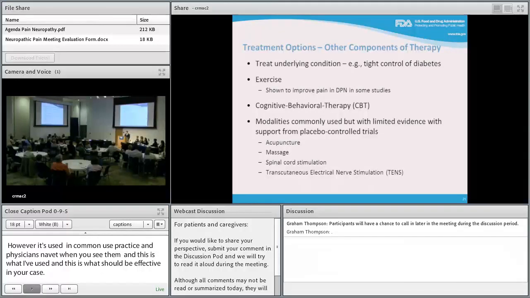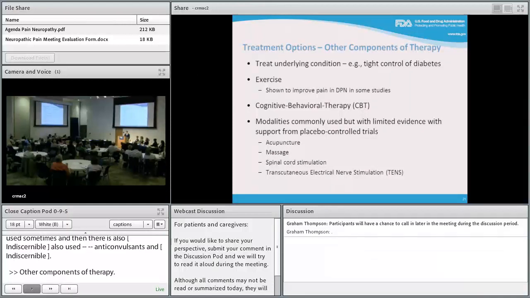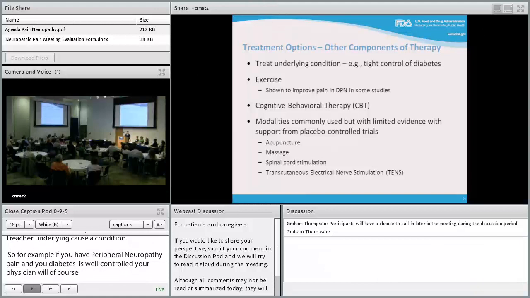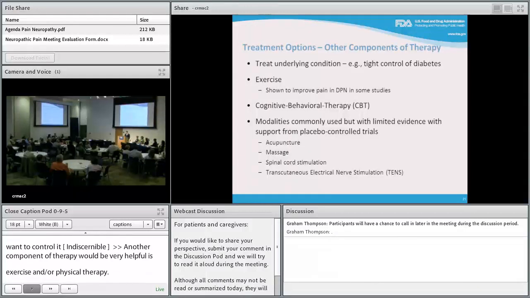So other components of therapy. One of the most important things is to treat your underlying cause and condition. So for example, if you have peripheral neuropathic pain and your diabetes isn't well controlled, your physician's going to, of course, want to control that as a portion of it. Another component of therapy, which can be very helpful, is exercise and/or physical therapy. Although it seems counterintuitive because you may be in pain and say, I don't really feel like I can move or I can do this activity because of pain, depending on where it is, it's been shown that, well, with diabetic peripheral neuropathy, for example, the pain may improve with exercise.